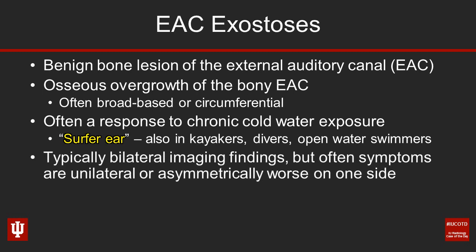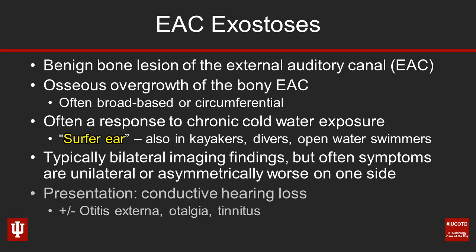Typically, these imaging findings will be bilateral, but oftentimes the symptoms are either unilateral or asymmetrically worse on one side. These patients will present with a conductive hearing loss because we're impairing that pathway by which sound waves get propagated and collected by the external ear and then eventually get transduced by the ossicular chain at the oval window. These patients can also have symptoms like recurrent otitis externa because that aperture is narrowed, so they may get water and bacteria just smoldering in that narrowed external ear. Sometimes they'll have ear pain, and tinnitus has been reported as well.